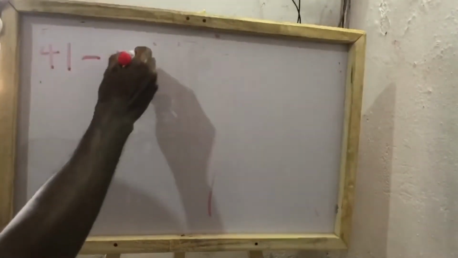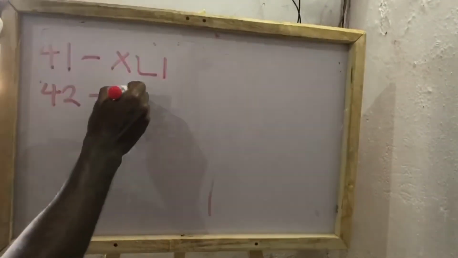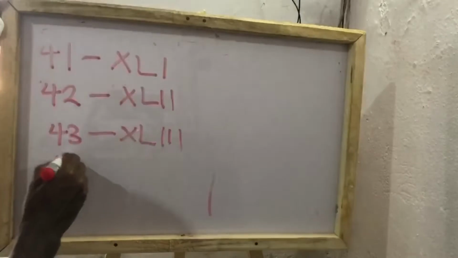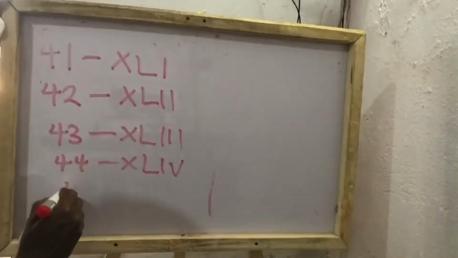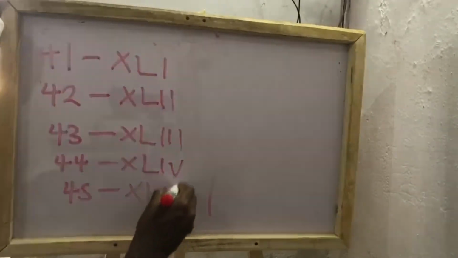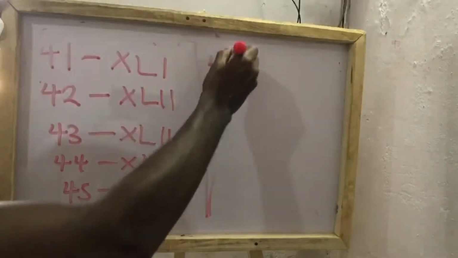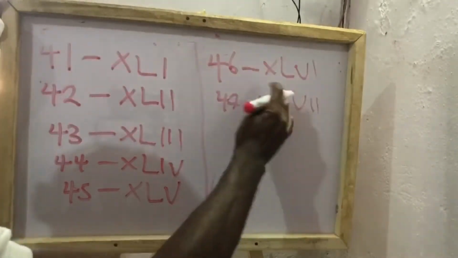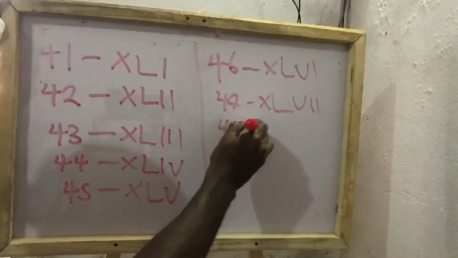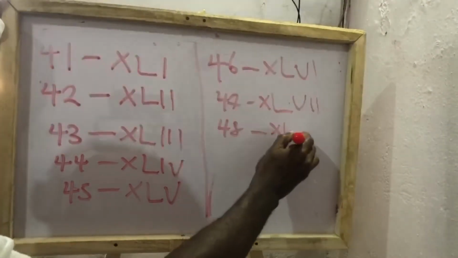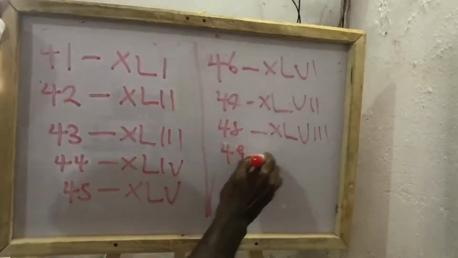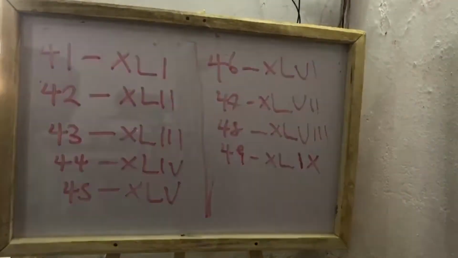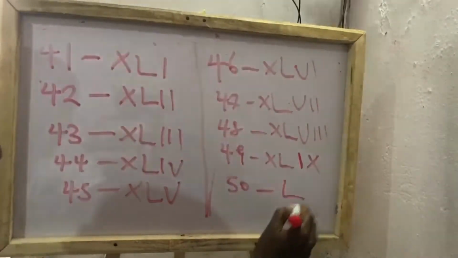Now from 41 to 50. 41 is XLI. 42 is XLII. 43 is XLIII. 44 is XLIV. 45 is XLV. 46 is XLVI. 47 is XLVII. 48 is XLVIII. 49 is XLIX. That's 49. And our 50 is L.